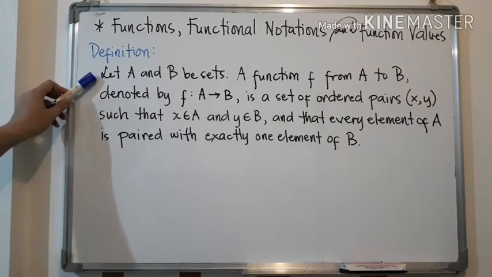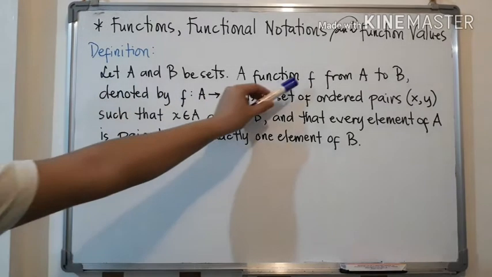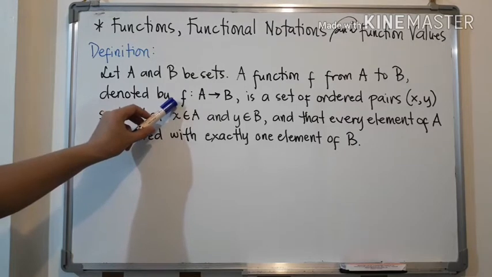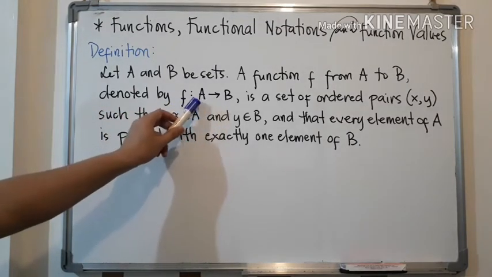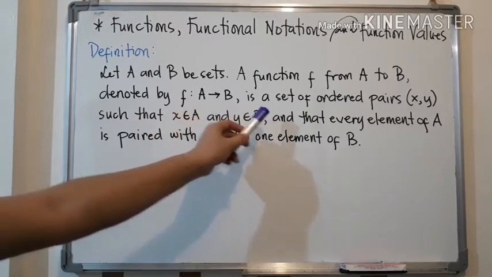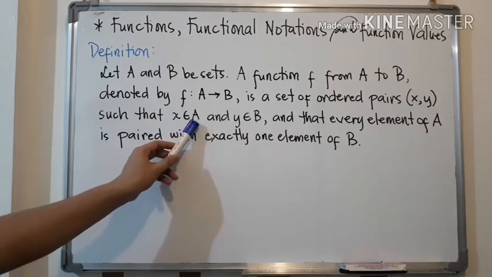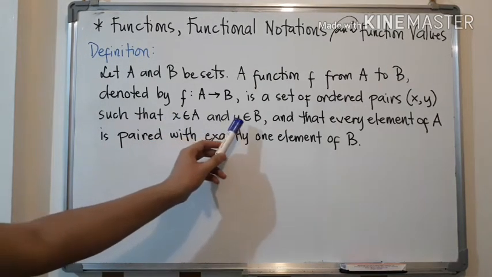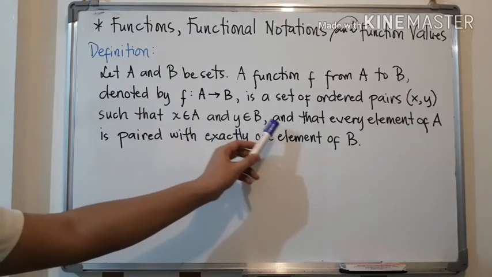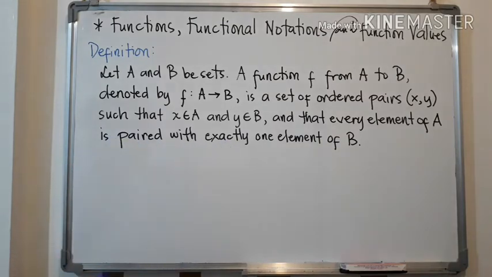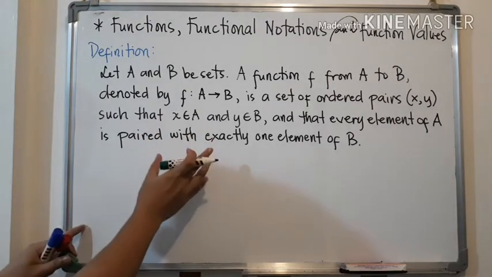Now let A and B be sets. A function f from set A to set B, denoted by f, is a mapping from set A to B, is a set of ordered pairs x, y, such that x is an element of A, and y is an element of B, and that every element of A is paired with exactly one element of B. So, let us illustrate the definition.